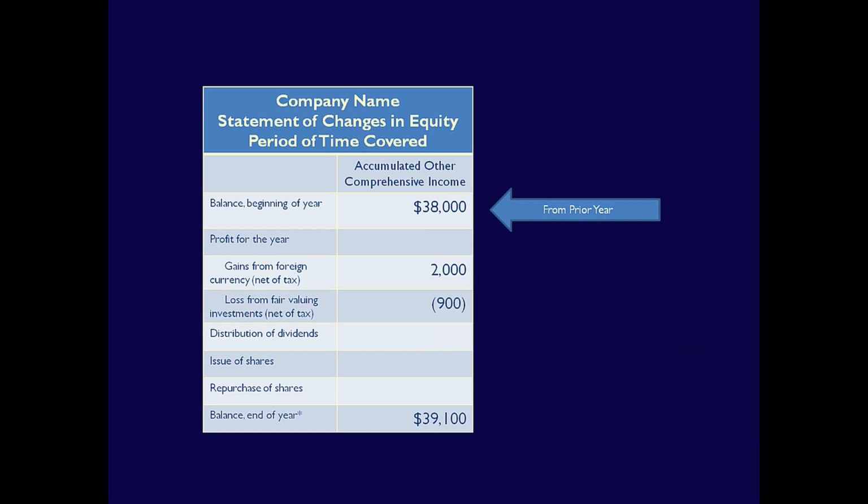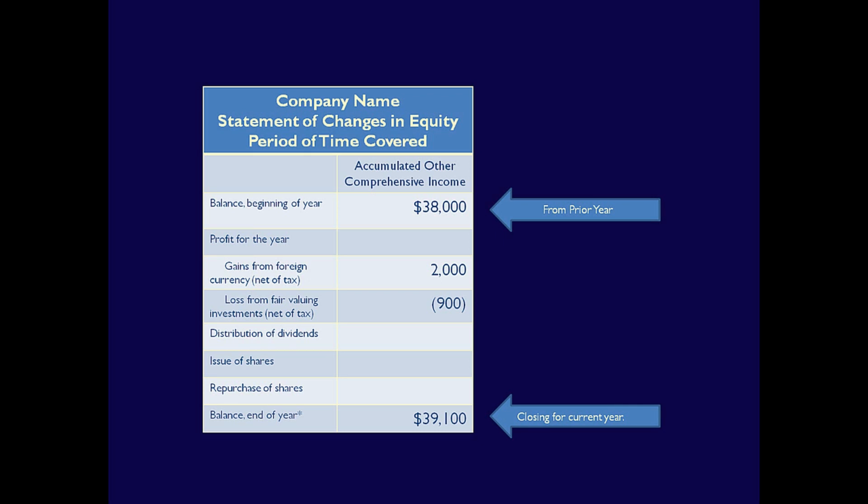Next, we look at the accumulated other comprehensive income column. The opening balance again comes from the prior year's closing balance on the Statement of Changes in Equity. Then, the unrealized gains and losses that were detailed on the Statement of Comprehensive Income are added or deducted from the opening balance to obtain the closing balance. It is very important to notice that the actual amount of other comprehensive income, the amount at the bottom of the Statement of Comprehensive Income, never shows up on the Statement of Changes in Equity.